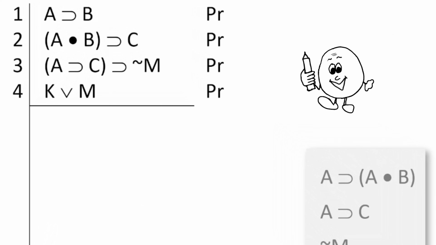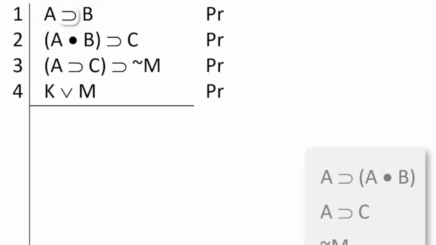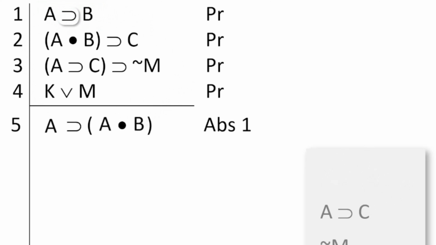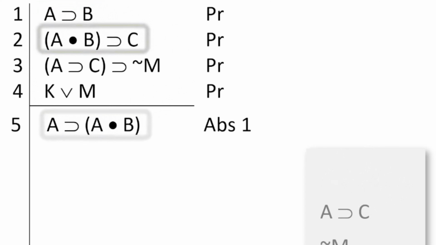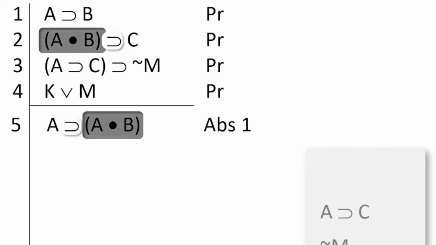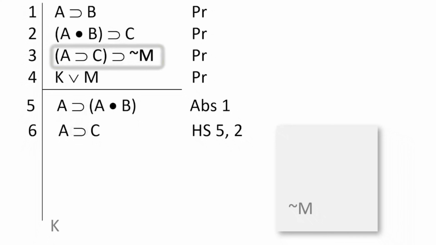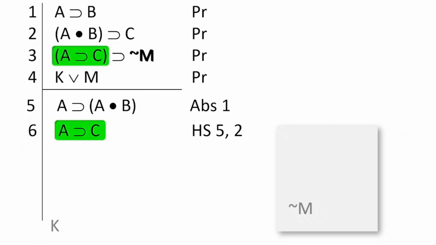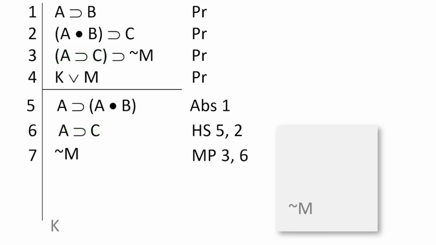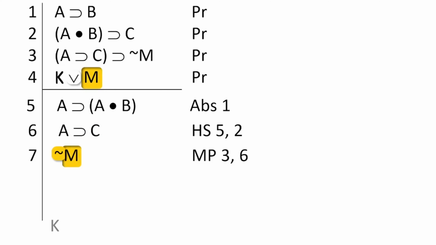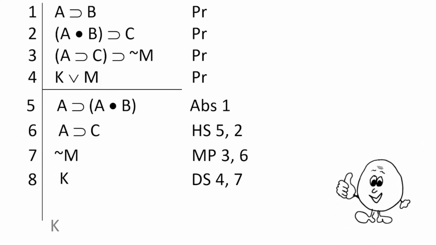So let's start. We can get the first subgoal by absorption from line 1. And now we can match 2 conditionals. We can cancel out the middle term by applying hypothetical syllogism. This will get us the conditional we want, if A then C. Given that conditional, we can match the antecedent of the conditional in line 3. We can derive not m by Modus Ponens. And now what's left is the final application of disjunctive syllogism to the disjunction in line 4 and negation in line 7. We got what we wanted, we're done.